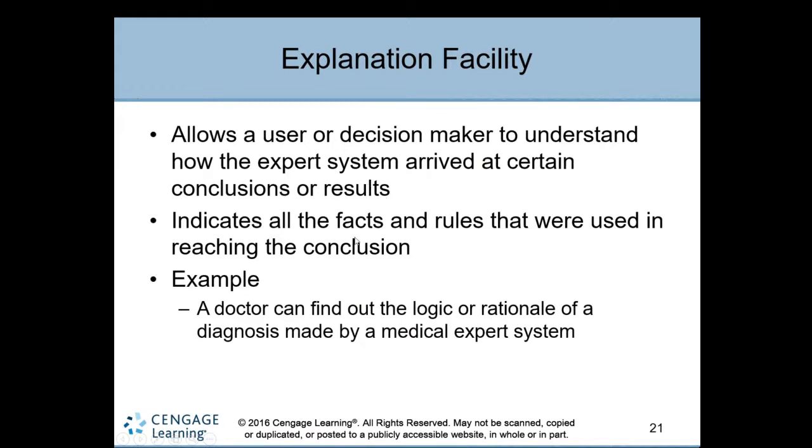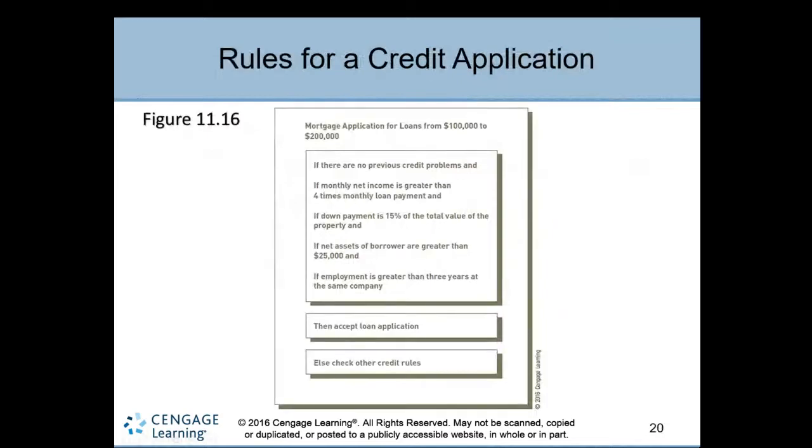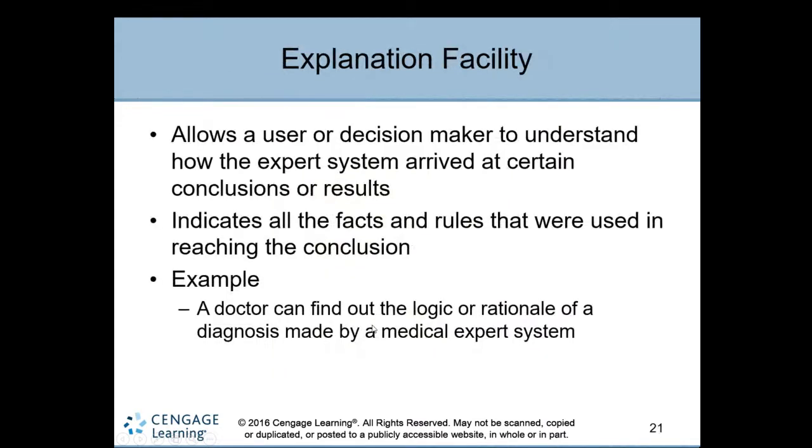So it indicates all the facts and rules that were used in reaching the conclusion, meaning what the rules are. These are the rules. So it got this, then accepted the application, right? I accept the loan application based on these rules and these indications. A person who satisfies all these conditions, based on this, I accept the loan. So this is what the explanation facility is. I'm explaining one by one.